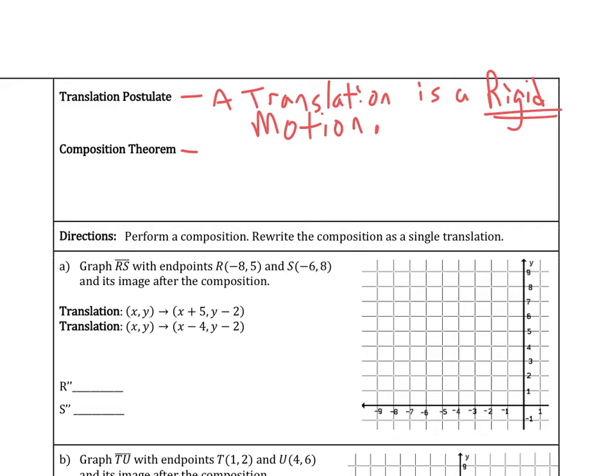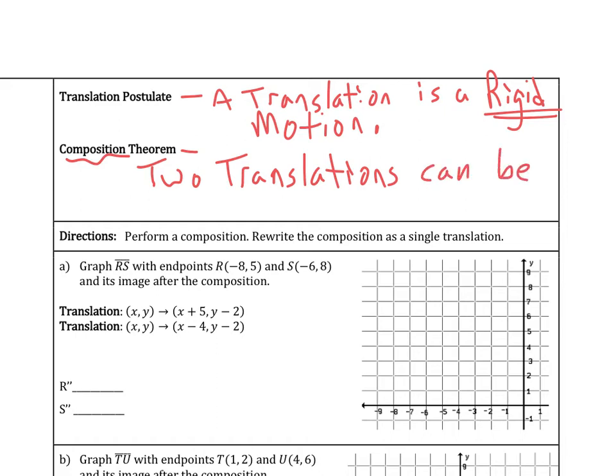A composition theorem just says that if we have two translations, it can be represented by a single translation, okay? Two translations can be written as one translation. All right. So that means sometimes we can just break it up into 2 steps, and that's the same as a particular one-step translation.